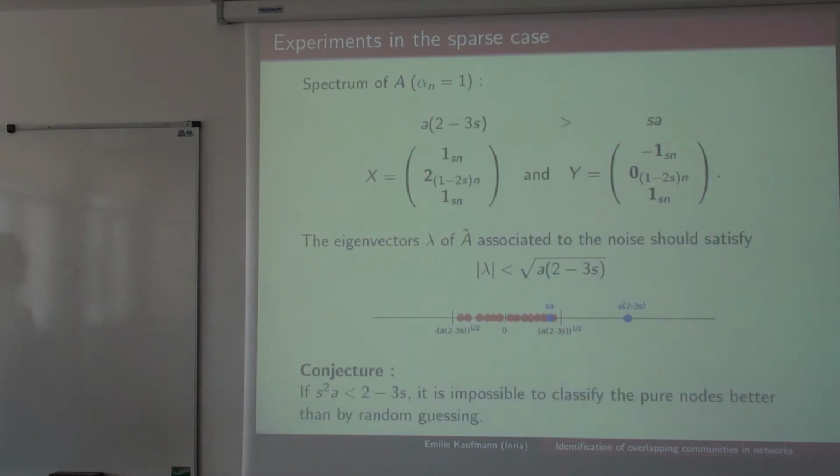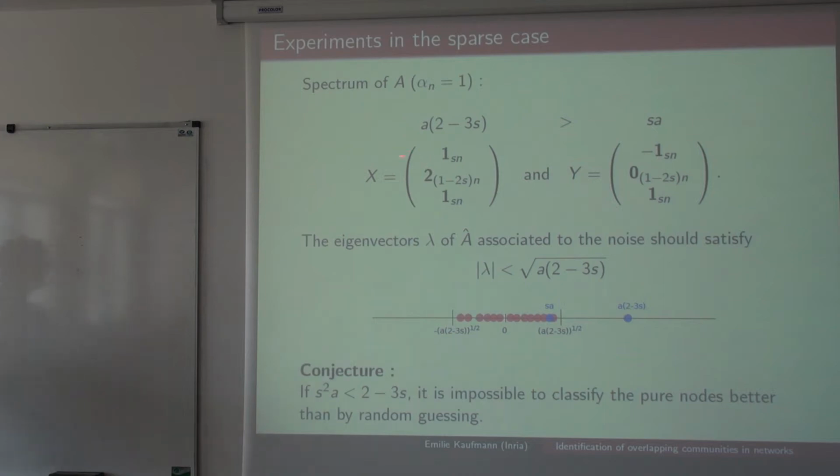Actually, in this simple 2 community case, it is possible to compute by hand the non-zero eigenvectors. Specifically, we show that when alpha n is equal to 1, there are 2 non-zero eigenvalues, which are A multiplied by (2 minus 3S) and S A. So this one is larger than the other. We computed the associated eigenvectors so that we can have an idea of the behavior of the algorithm.